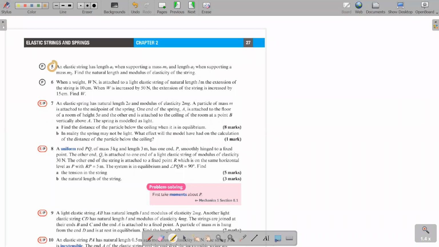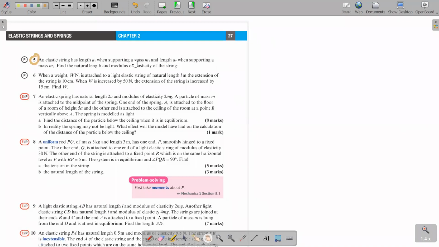So next I'll move on to question number 5. They say an elastic string has length A1 when supporting a mass M1 and length A2 when supporting a mass M2. Find the natural length and modulus of elasticity of the string. Everything is given to you in terms of symbols, so you'll have to get your answer probably in terms of M1, M2, A1 and A2. So let's just draw a diagram. They have not mentioned which mass is higher, so let's see how it goes.